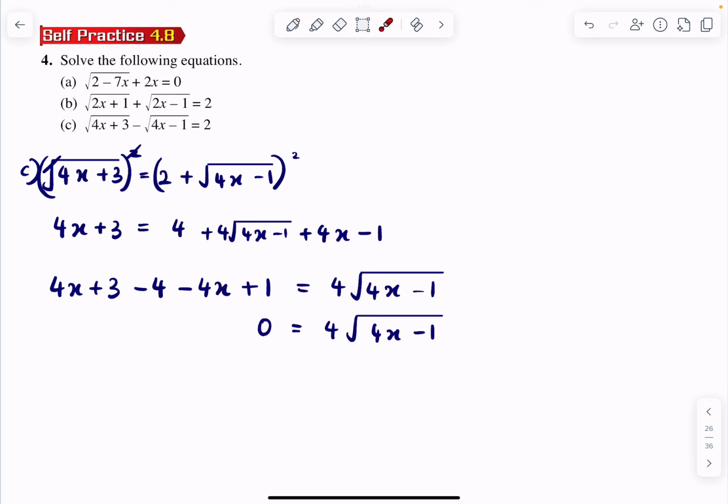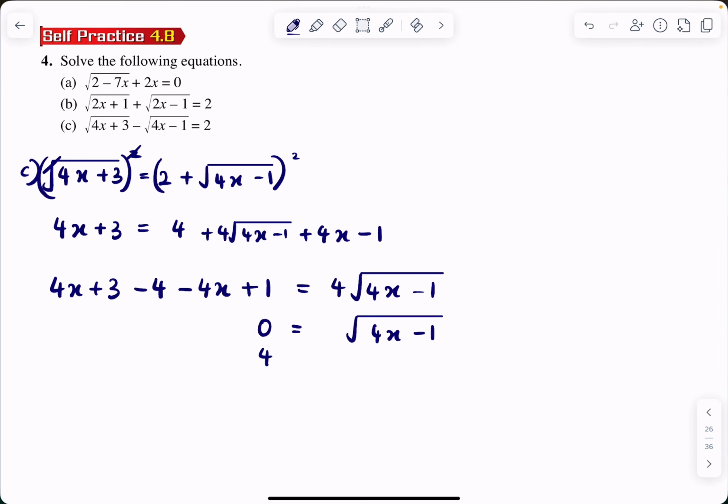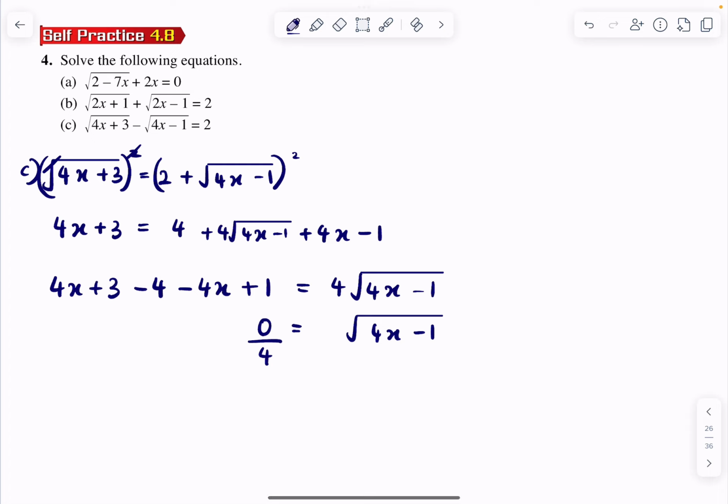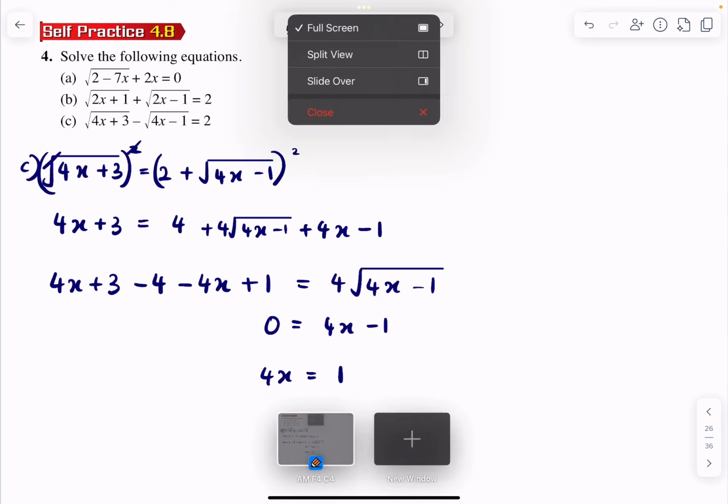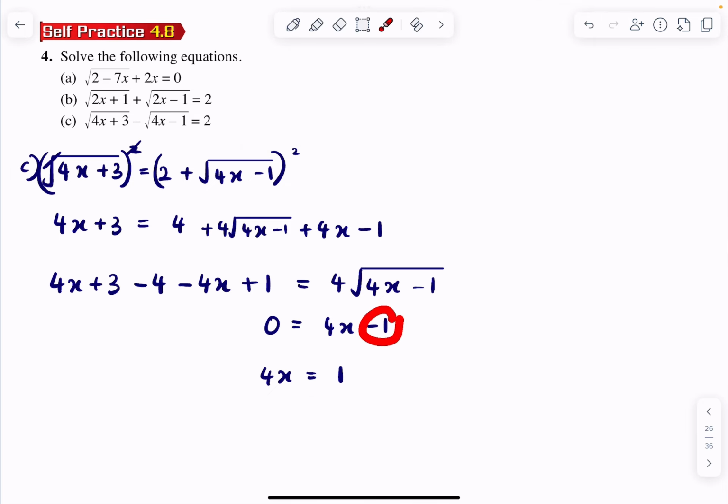So here 4 we can bring over this side, become divide. 0 divided by 4 is still 0. So this whole thing is still 0. And then square root, we can move over this side, become square. So the square of 0 is also 0. So from here, 4x minus 1 is 0 means 4x is positive 1. Okay, I move the negative 1 over here, become positive. Therefore, x is 1 over 4.